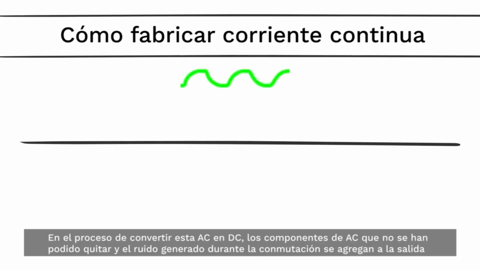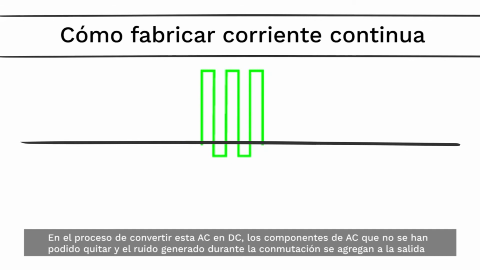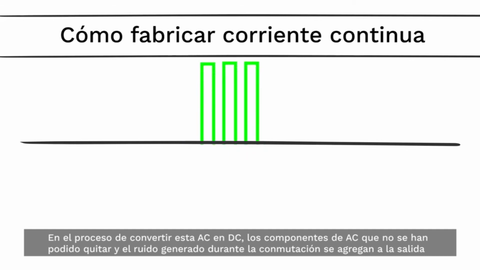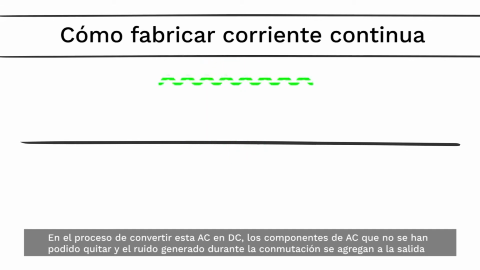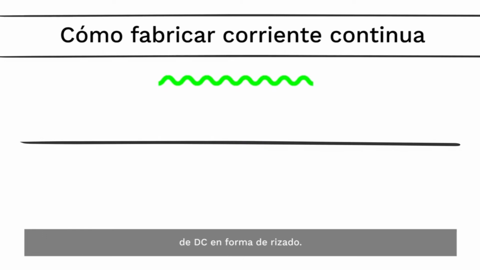In the process of converting this AC to DC, the AC components that couldn't be removed and the noise generated during the switching are added to the DC output in the form of a ripple noise.